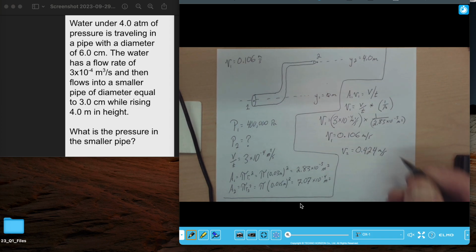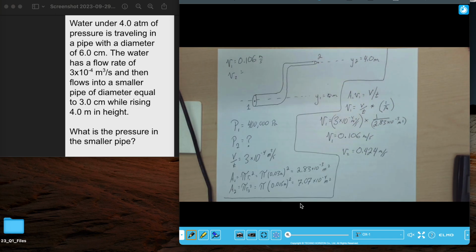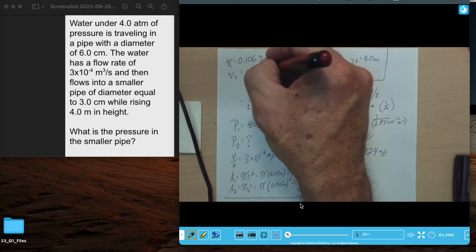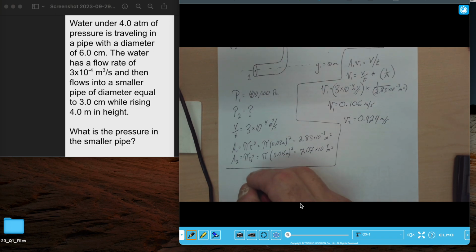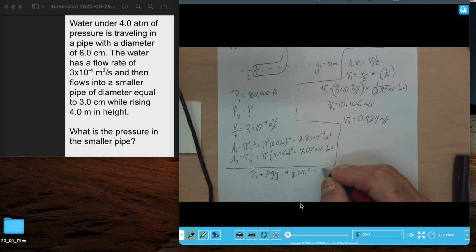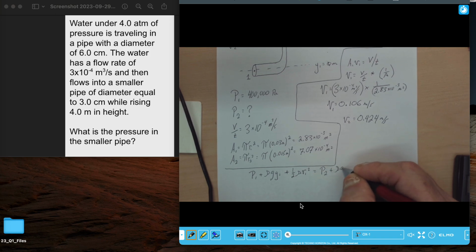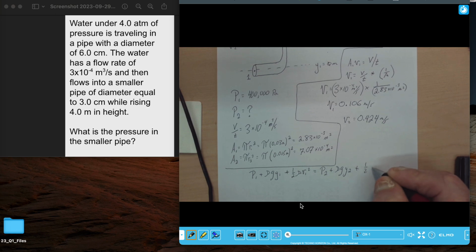0.424 meters per second. Right? It's going to speed up by a factor of 4 because the area went down by a factor of 4, which is to say the radius went down by a factor of 2. Okay, so there's my 2 V's, V1 and V2. And then I just pull out Bernoulli's equation, right? Which is P1 plus rho g y1 plus 1/2 rho V1 squared equals P2 plus rho g y2 plus 1/2 rho V2 squared. Okay?